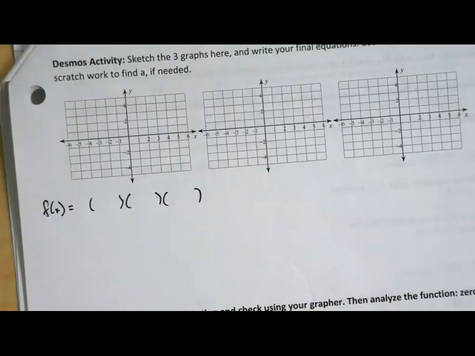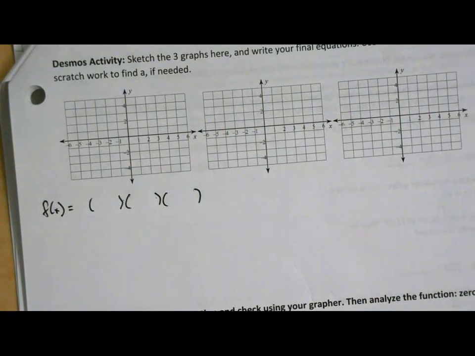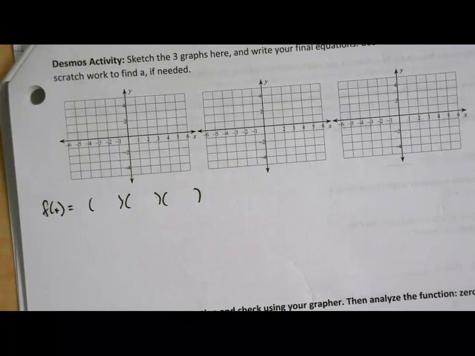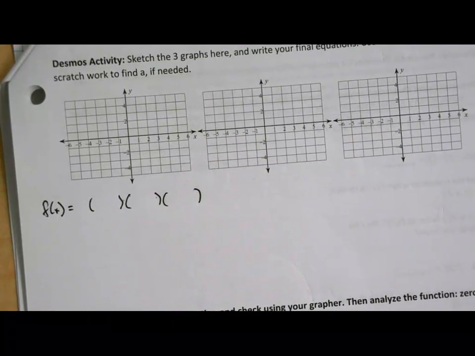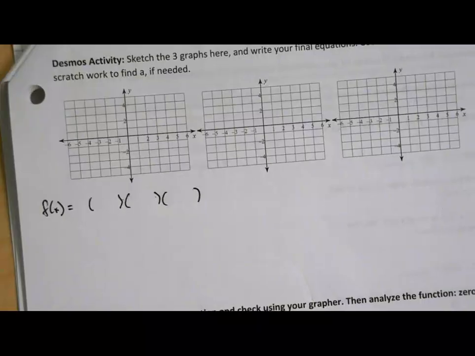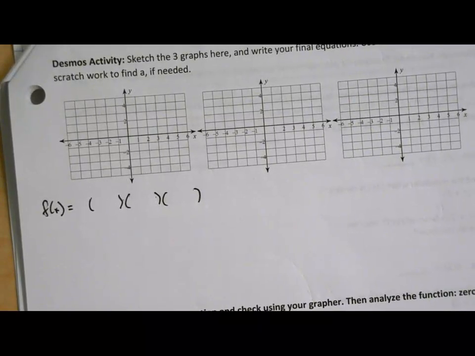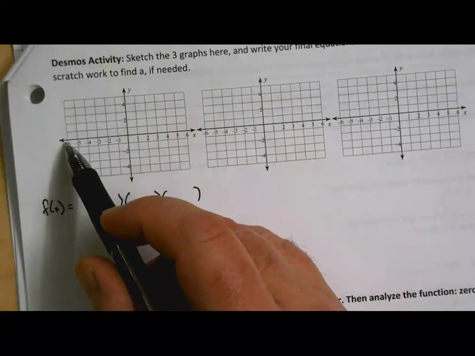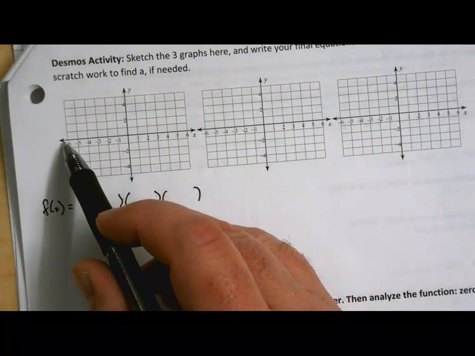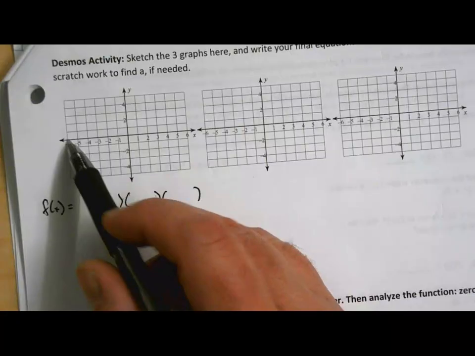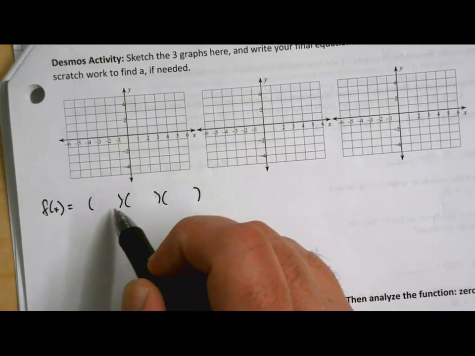Where are you going to look on your graph to find those factors? How do we see factors on a graph? What do those translate to? Yeah, x-intercepts. X-intercepts are going to give us the factors. So for example, if I had an x-intercept here at -6, I knew there would be an x plus 6 here, right?